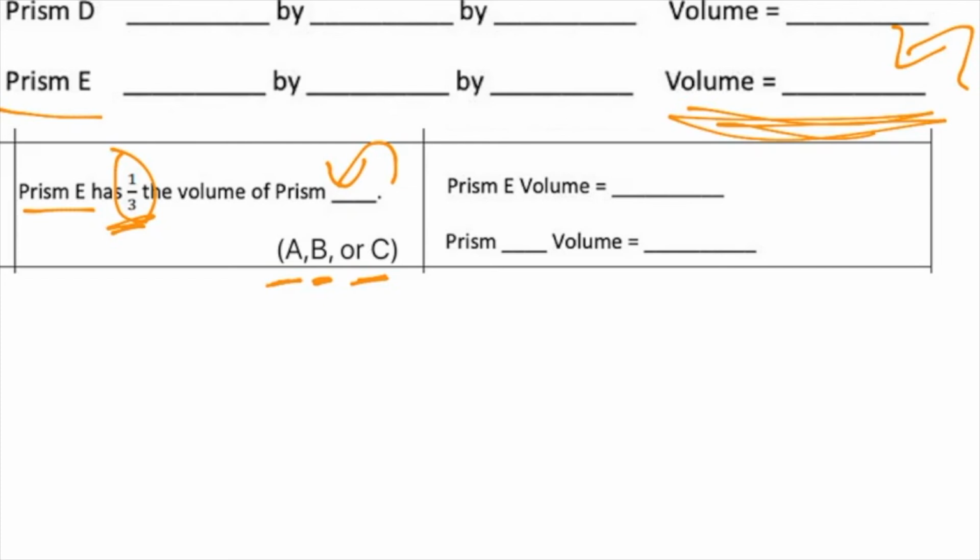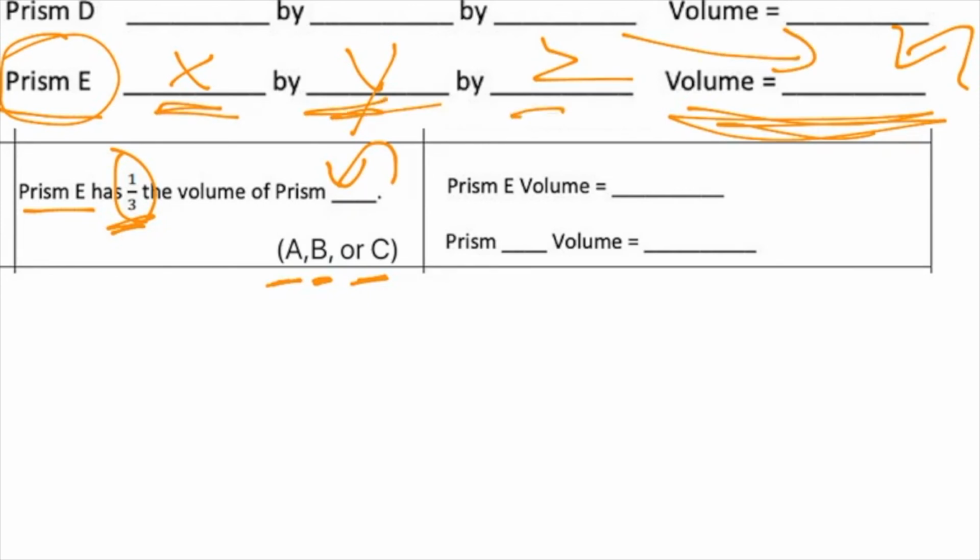Great. Once you know what the volume is for prism E, now you can come up with 3 numbers that, when multiplied, give you that volume. Find those 3 numbers for the 3 different dimensions, your length, your width, and your height, so that way it equals the new volume. Do that now.